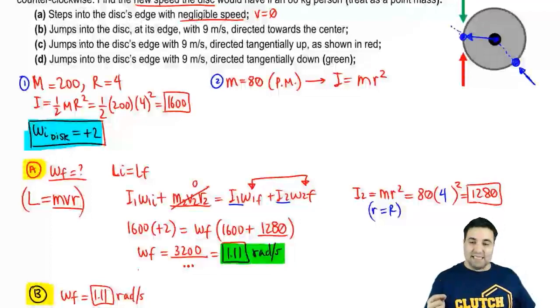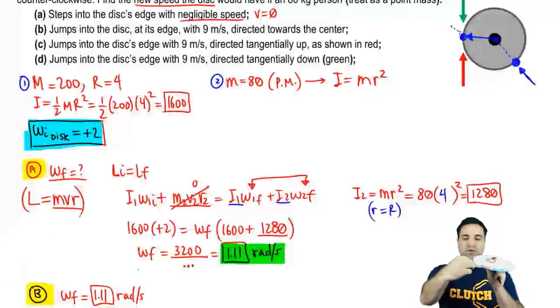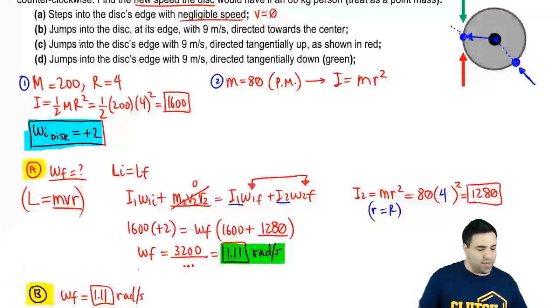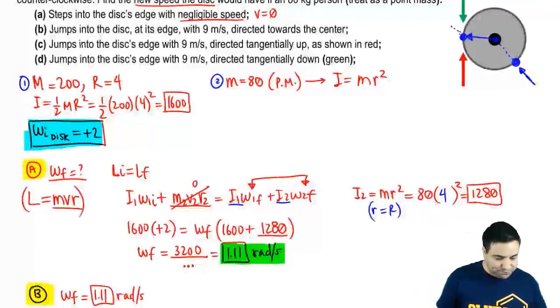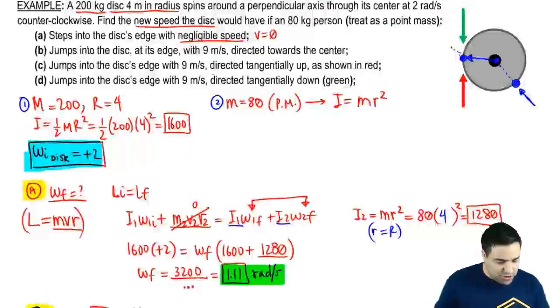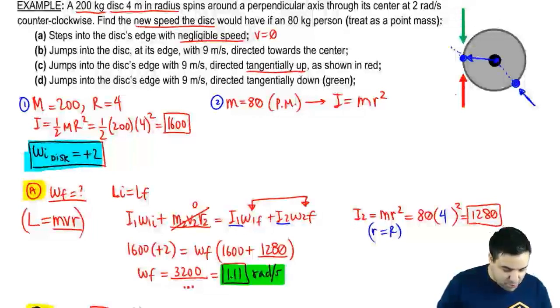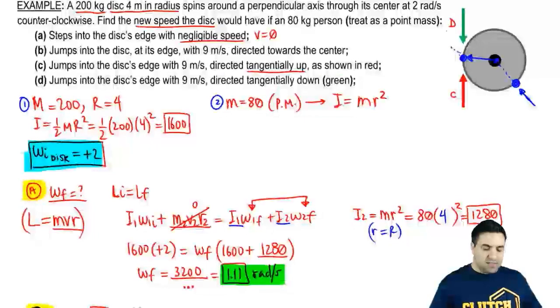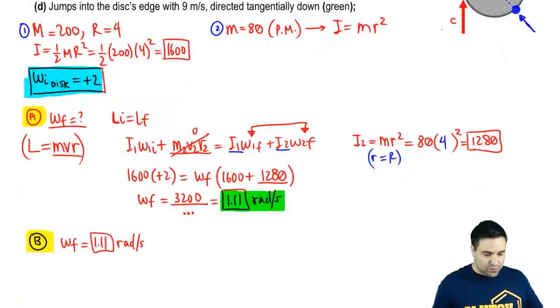Now for parts C and D, you will contribute momentum because you're jumping, as I explained here, in a direction that will cause the disk to spin. Okay? All right, so for part C, you're jumping directed tangentially up. So this is part C, and this is part D. In both cases, you have the same velocity, just different directions. So let's do this real quick.